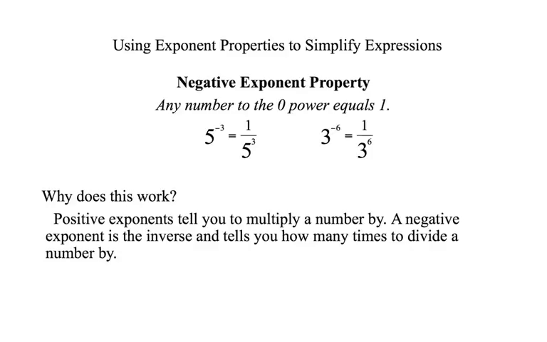Let's look at the next property. The next property that we're going to talk about is the negative exponent property. Write that down. The negative exponent property. Any number to the 0... Oh, look, I did that wrong. Sorry. Mrs. Hall, you forgot to change the slide. Okay, what that means is that if you have a number to the negative power, or that has a negative exponent, it means divide.